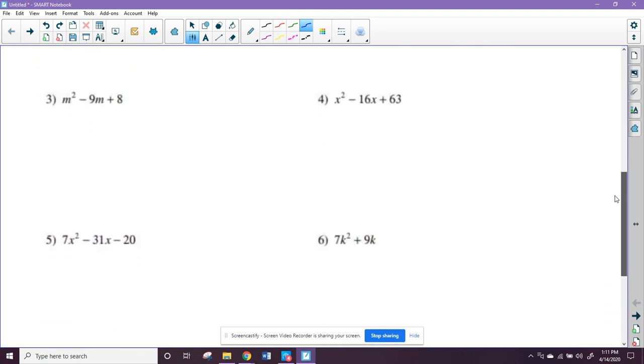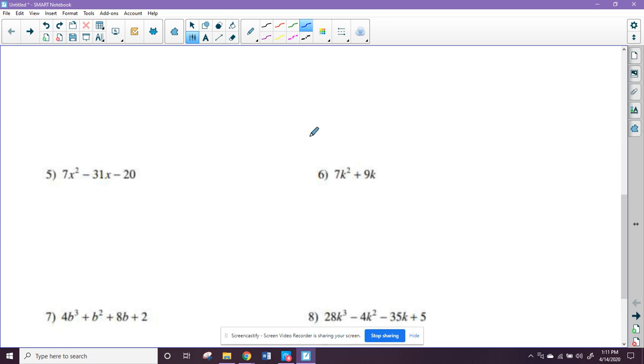Let's look at number 6 now. So we have 2 terms here. Let's look at this. Do we have a greatest common factor? Do we have a number that we can take out of both? We have 7 and 9. We can't take the same number out of both of those. What about our k's? We have k squared and k. We can factor out a k. The greatest common factor is k, but we still have to factor it.